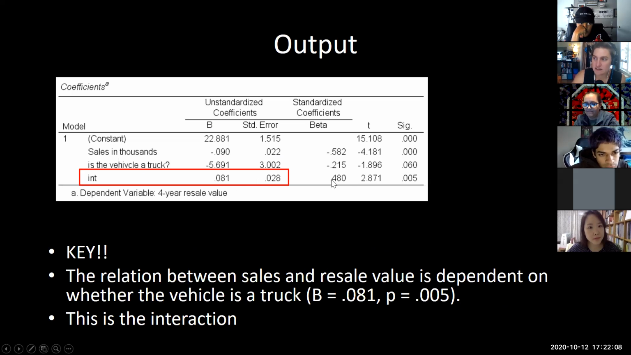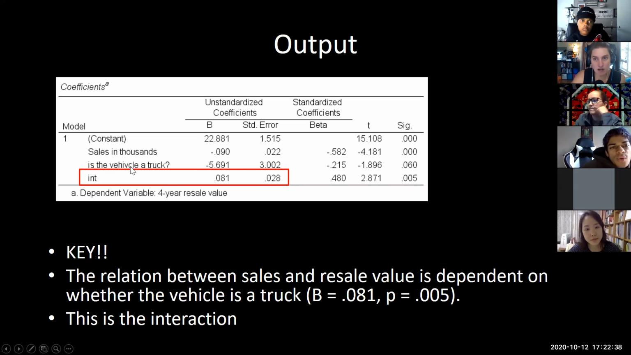And so I'm testing the significance of that. Because this is significant, it's telling me that there is a differential relationship. It says the relation between sales and resale value is dependent on whether the vehicle is a truck. That's our interaction. This tells us that the lines representing the relation between sales and resale will be dependent on whether the vehicle is a truck.